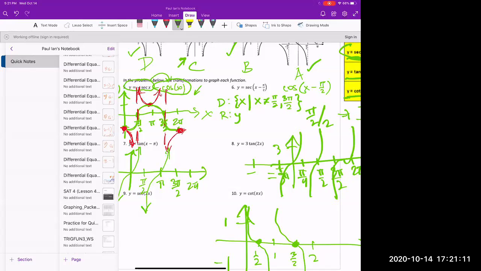Okay, what about for the range? It would be 1. Oh wait, you start at negative, don't you? Okay, negative 1. Negative infinity to negative 1 union.